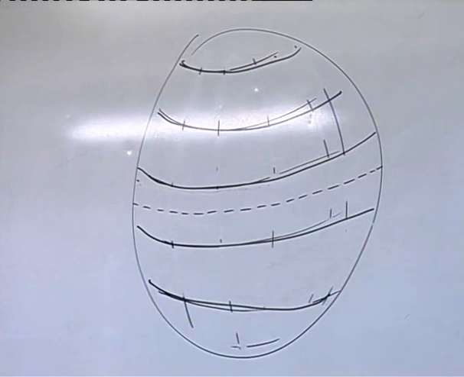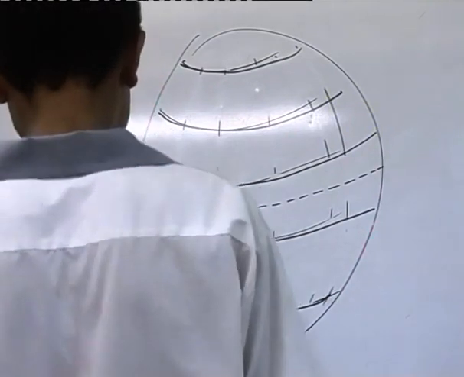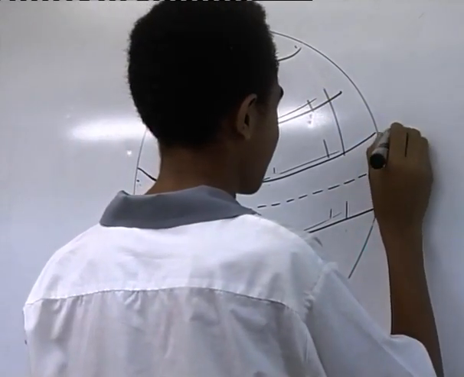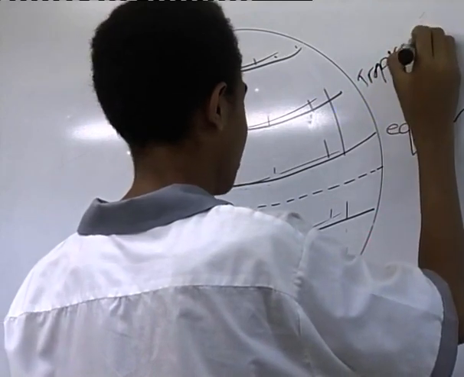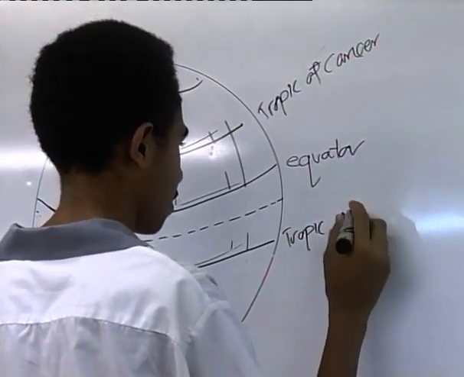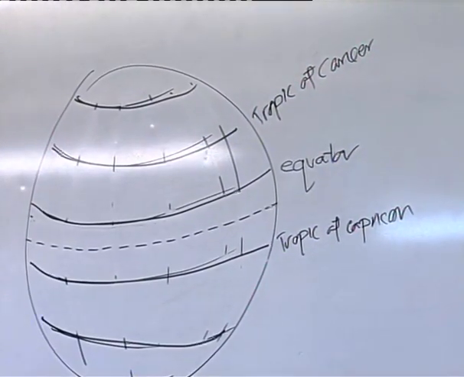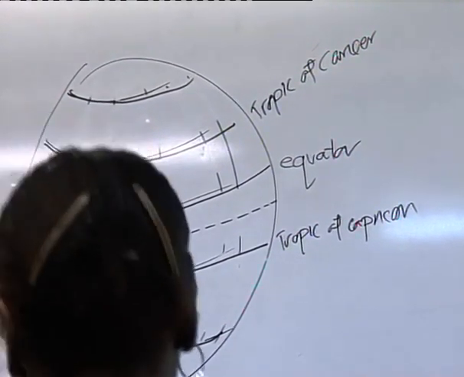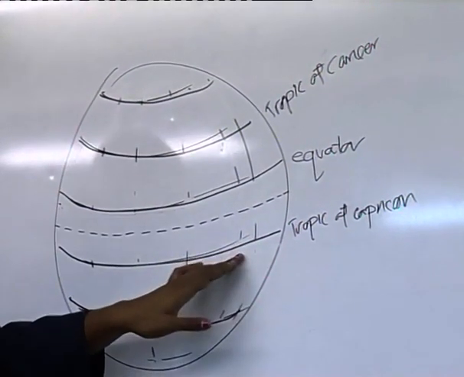Okay, good. Emmanuel has written down the tropics and the equator.